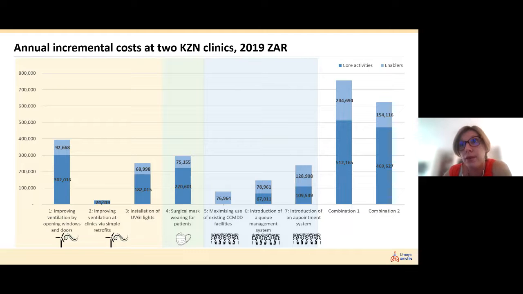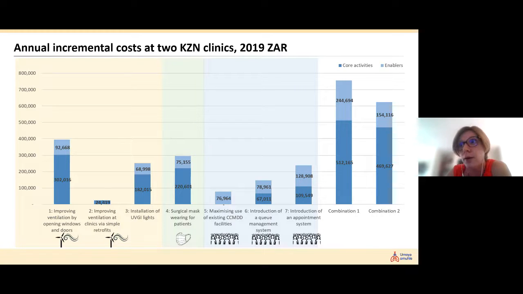Then in this graph, we have the annual costs of implementing each intervention at the 2 study clinics, including the core activities, which are in the darker shade, and the enabler costs in the pale blue. It highlights the contrast between interventions with a larger or a smaller behavior change component. And this is in terms of the relative weight of the enabler costs. So the larger the behavior change required, the larger the enabler costs. That's kind of the rule of thumb of our results.